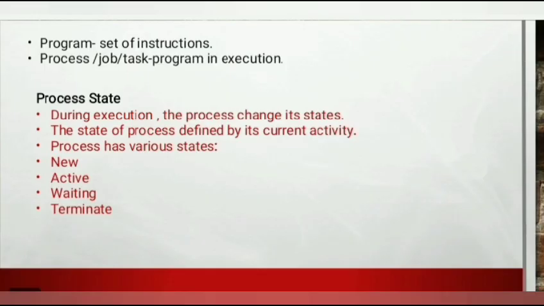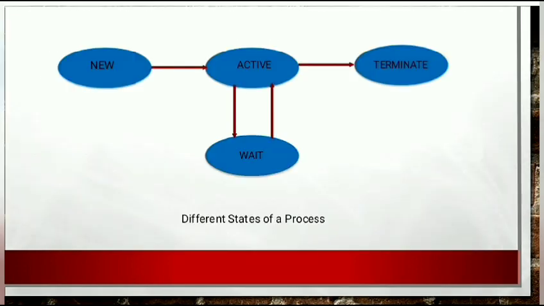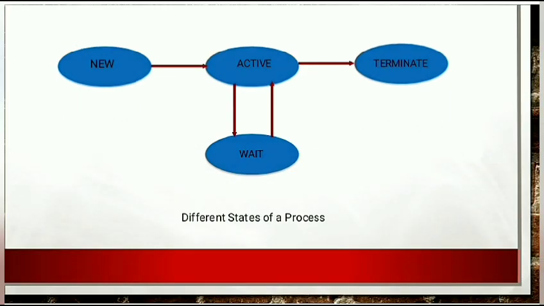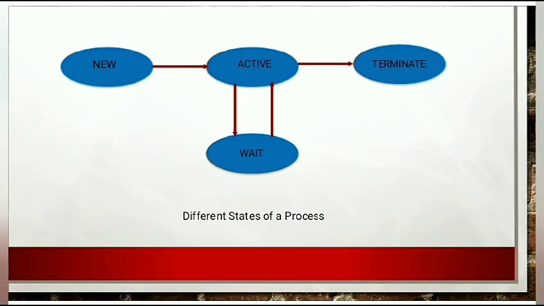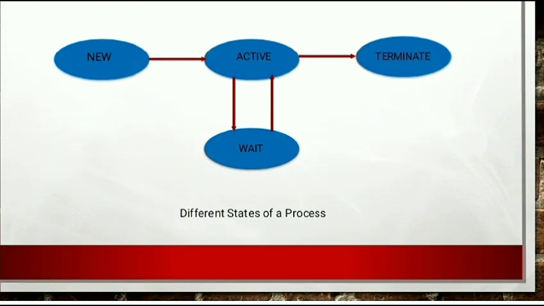Now let's move to process state. During execution, a process will change its states. So there are various states. First is new state. In this state, a new process is being created. Then we have active state where instructions are being executed. Third state is waiting state where the process is waiting for some event to occur, and at last we have terminate where the process has finished its execution.